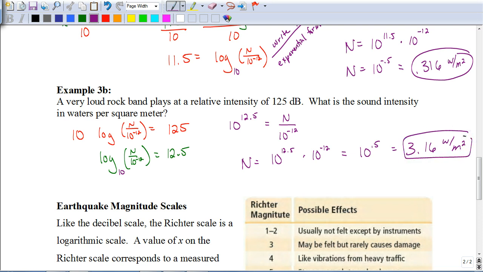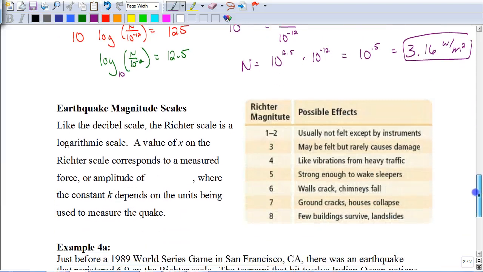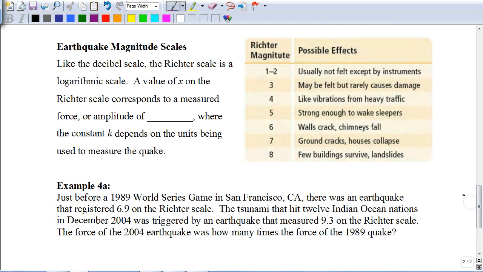And there's your answer. Now there's one other situation. So we've been talking a lot about decibels. The other one that we're going to talk about is dealing with earthquakes. You hear about earthquakes being talked about a lot on the news when they occur, and they're always measured according to the Richter scale. The Richter scale follows a logarithmic scale.